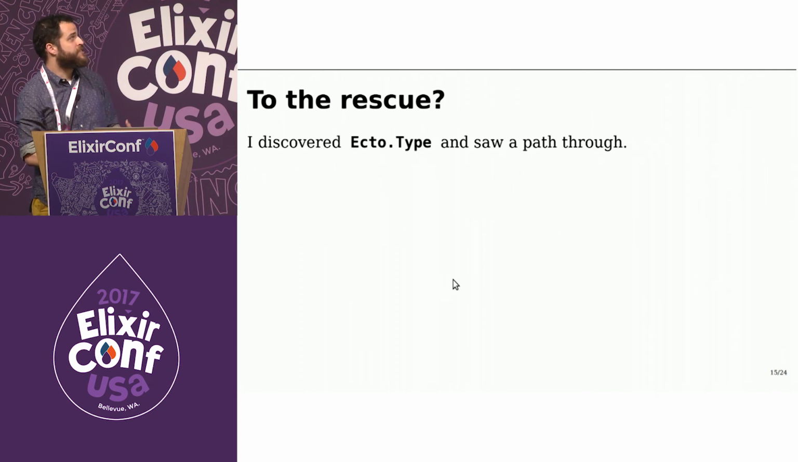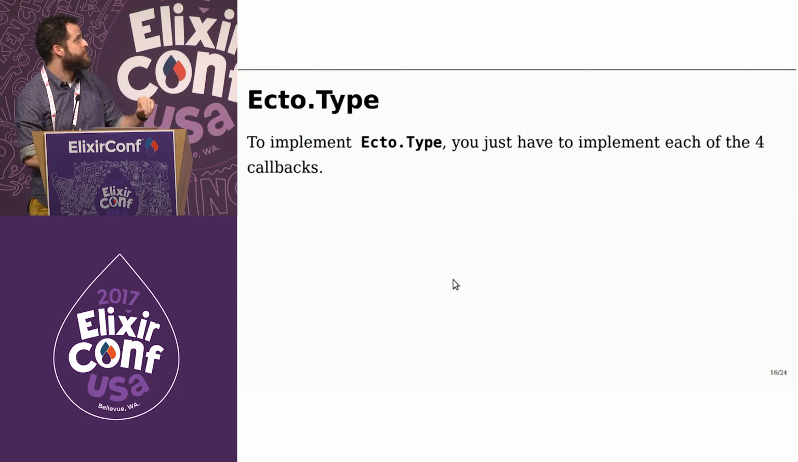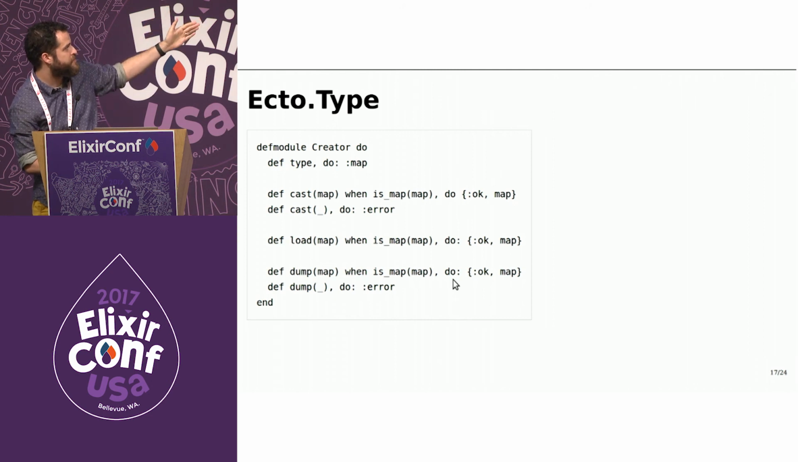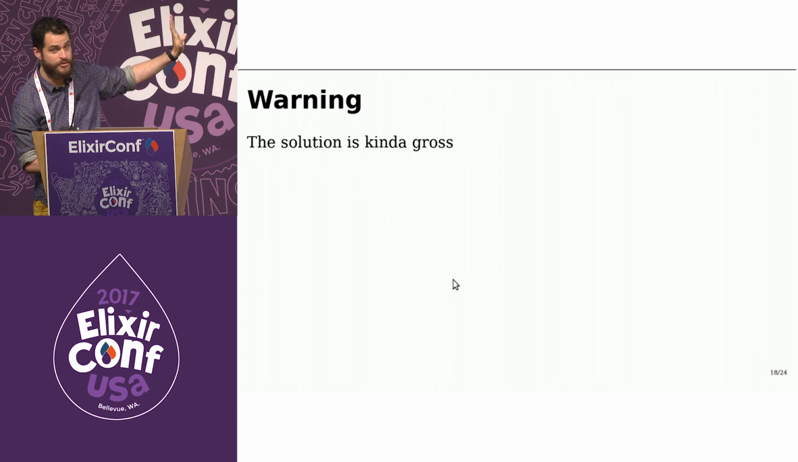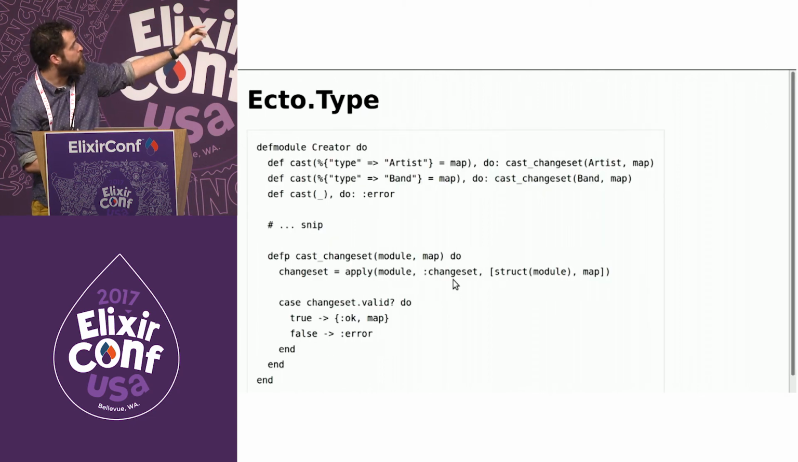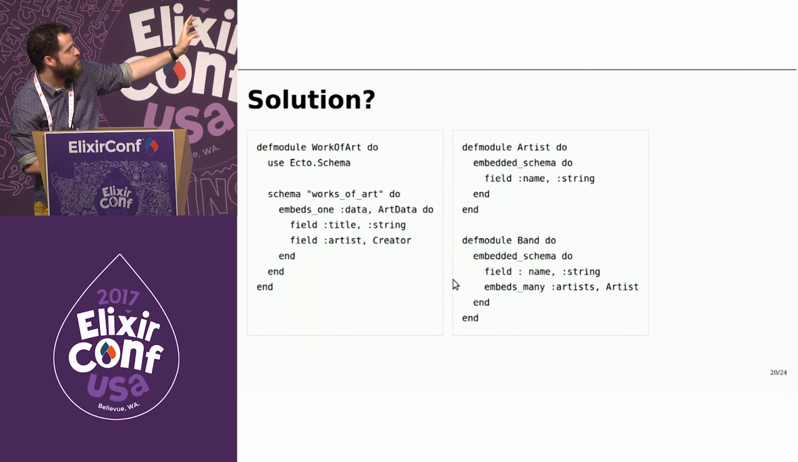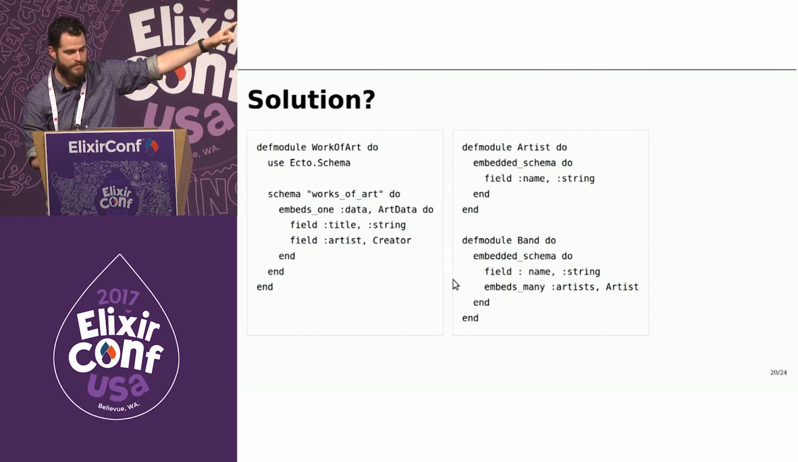So then I discovered Ecto.Type and saw a path through. If you're not familiar, you basically have to implement four callbacks to do an Ecto type properly: type, cast, load, and dump. The important one is going to be cast. So the solution's kind of gross, but here we're doing some pattern matching. We're detecting if we're an artist or a band, and then we're casting to a changeset down here. And so now we have this solution. We do a field that is of type creator, and now we can embed both of those.